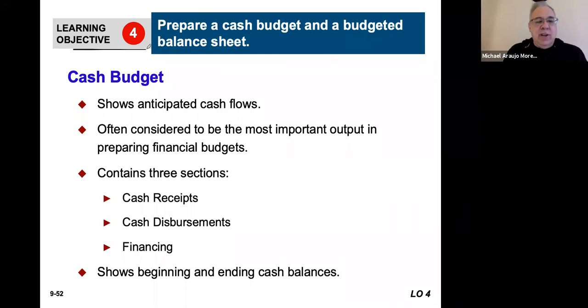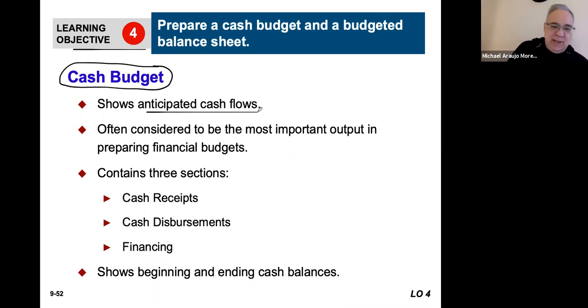Learning Objective 4 introduces you to a cash budget. Okay. And a cash budget is very, very important because we have to anticipate how much cash is coming in during any particular quarter and how much cash is going out, and what's needed. If we didn't have enough cash to go out, we need to borrow money.